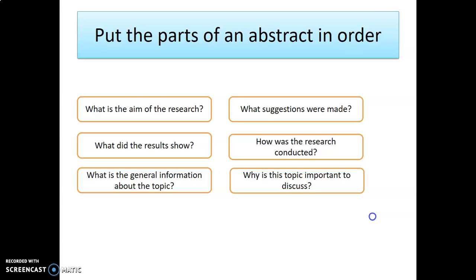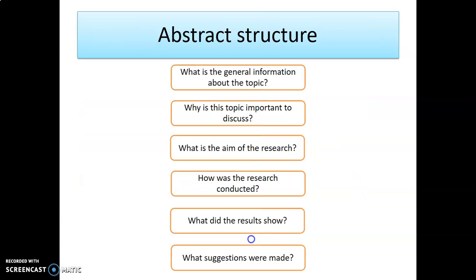Okay, take a look at these parts of an abstract and open the sample report you have. Read the abstract of the sample report, and place these parts in the correct order. You can highlight, underline stuff in your samples. Pause the video and we'll discuss the answers in a moment. All right, let's see what we have.